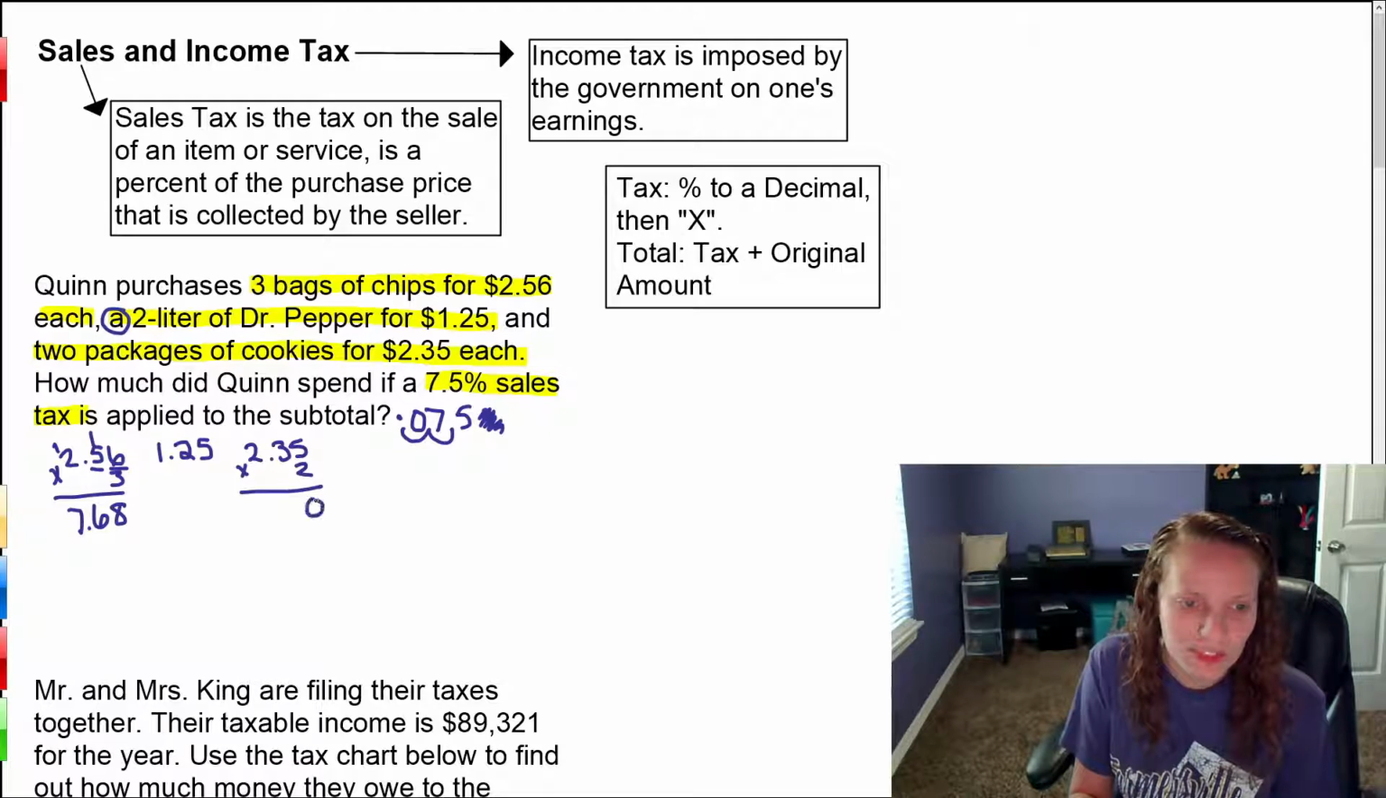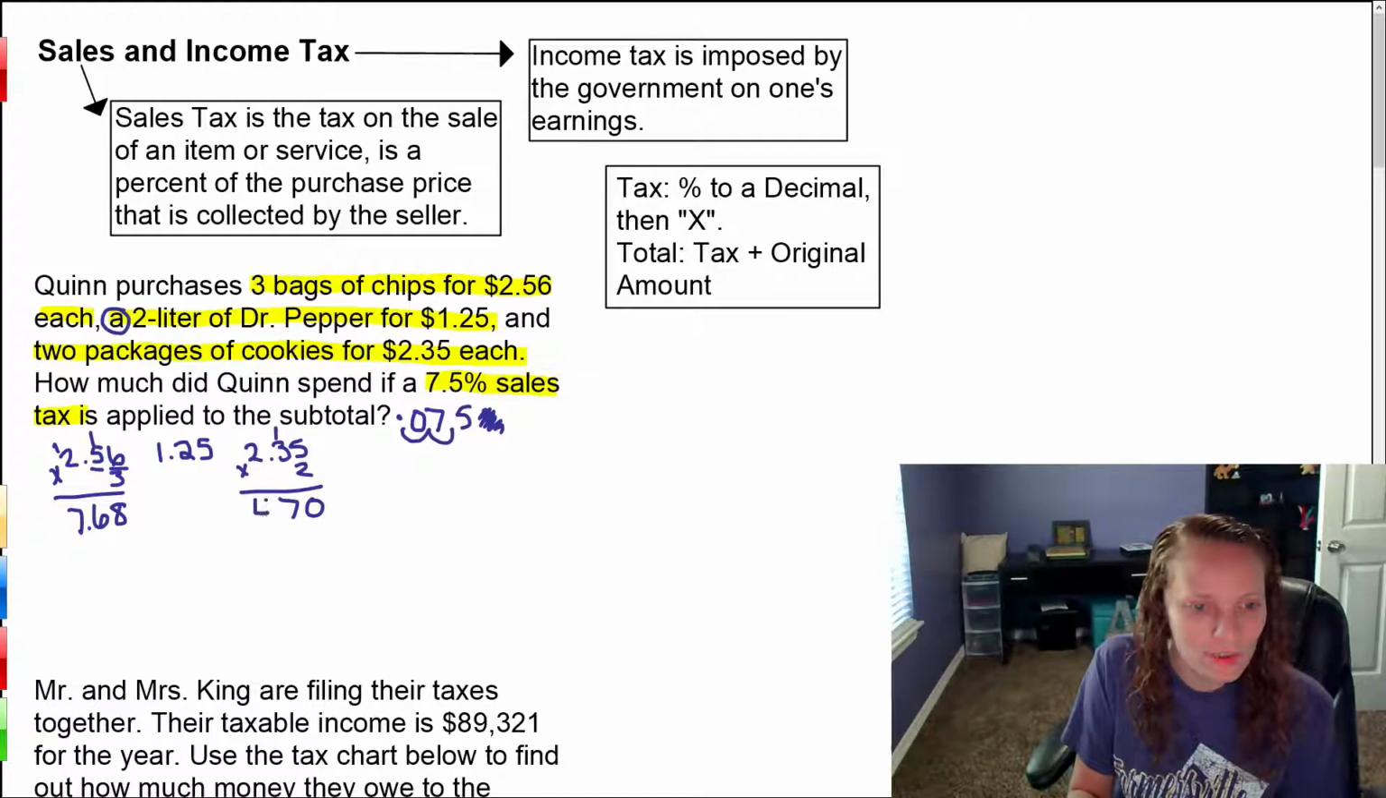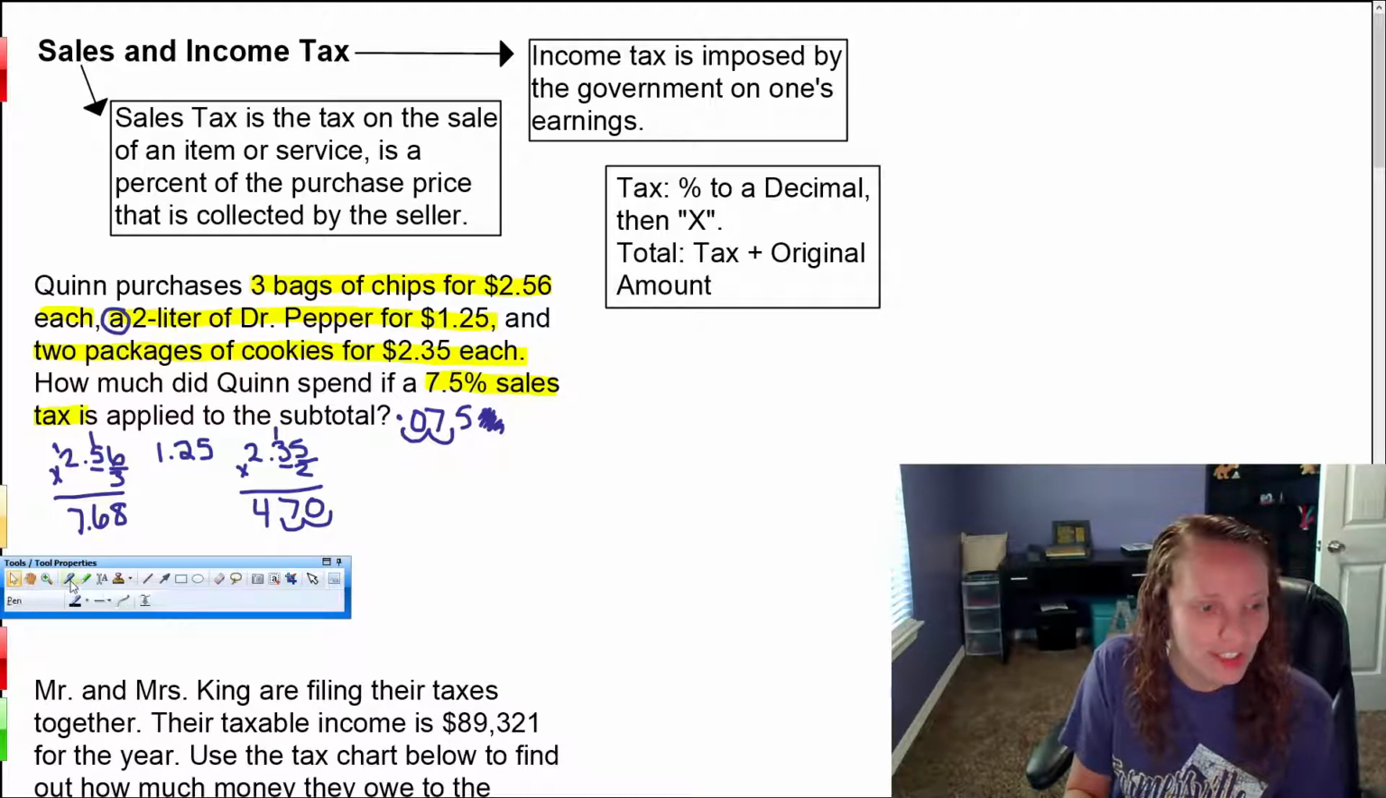5 times 2 is 10. 2 times 3 is 6. Plus 1 is 7. 2 times 2 is 4. I notice there's 2 decimals, or 2 numbers after the decimal, so we'll count over 1, 2. So the cookies will cost $4.70.